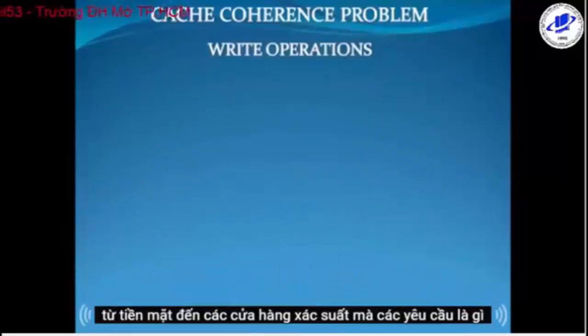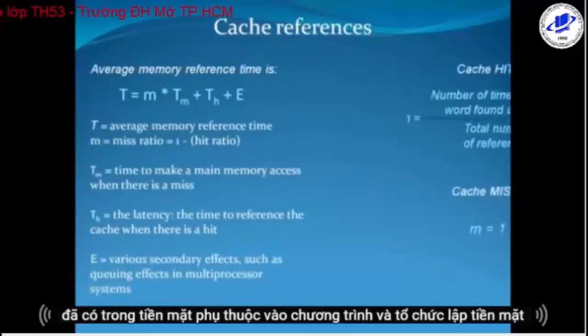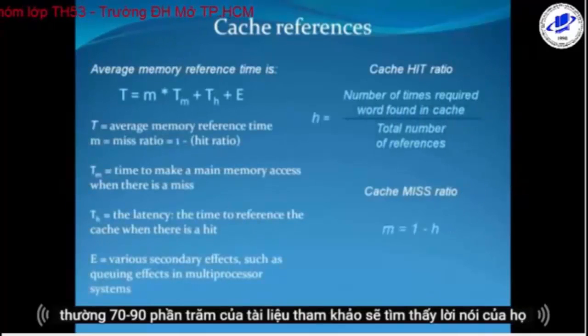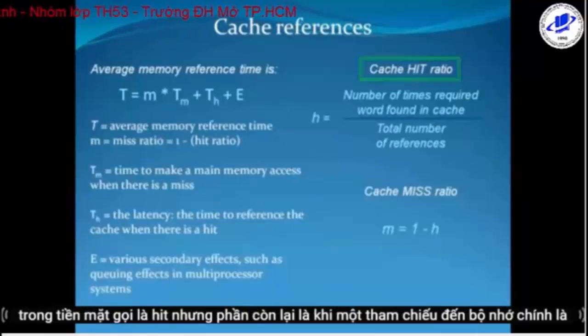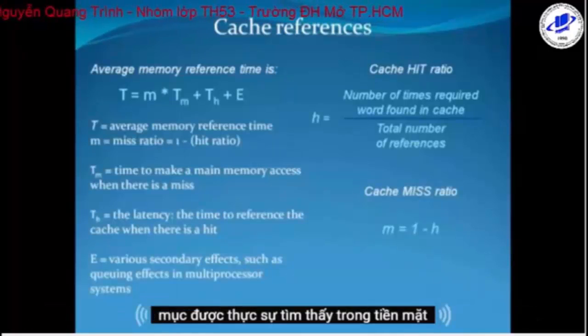The probability that the required word is already in the cache depends upon the program and organization of the cache. Typically 70 to 90% of references will find their words in the cache, called a hit, but the rest is when a reference to the main memory is necessary, called a miss. The hit ratio of a cache describes how often a searched for item is actually found in the cache.